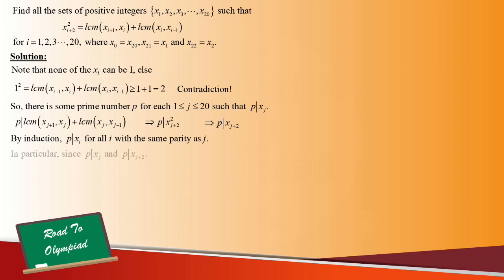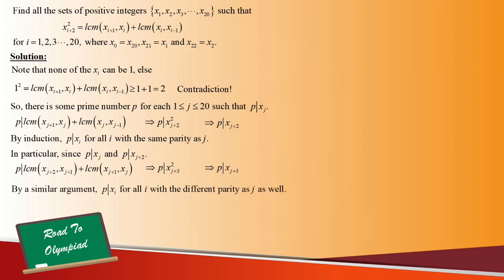In particular, since p divides both x_j and x_{j+2}, it must divide the LCM of x_{j+2} and x_{j+1} plus the LCM of x_{j+1} and x_j as well. This implies that p divides x_{j+3} squared, which in other words divides x_{j+3} as well. So we know that p does not only divide x_i with i having the same parity as j, but also with i having the different parity as j. In other words, p divides x_i for all integer i.